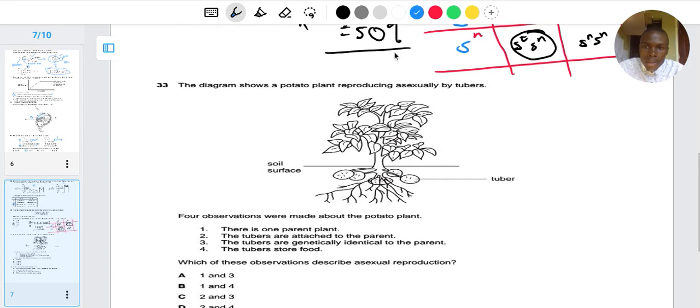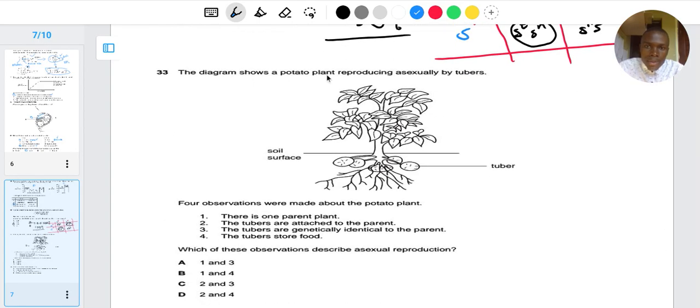Then the second one is saying the diagram shows a potato plant reproducing asexually by tubers. So these are tubers produced asexually. Four observations were made about the potato plant. Number 1, there is no parent plant. Number 2, the tubers are attached to the parent, which is correct. Number 3, the tubers are genetically identical to the parent, which is correct. Then number 4, the tubers store food, which is correct. Now, which of these observations describe asexual reproduction?